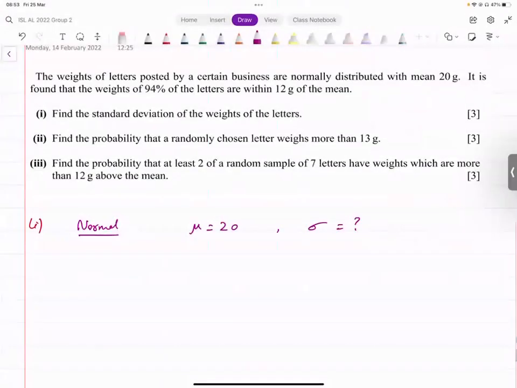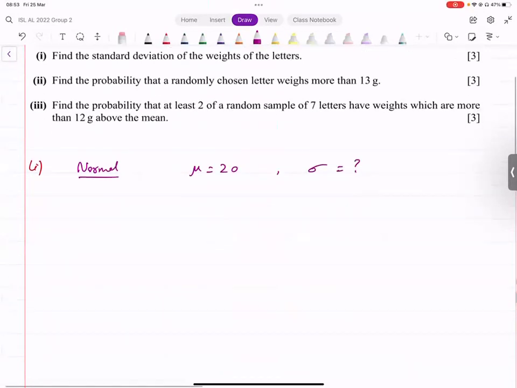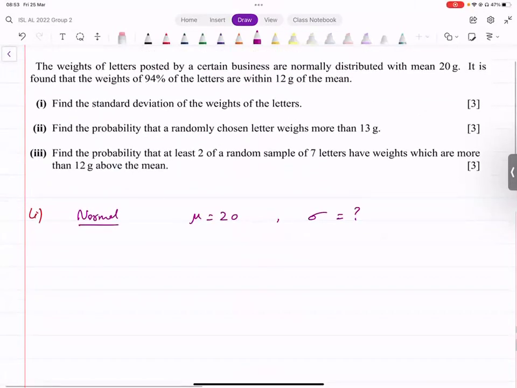How do you write this? Probability में कैसे लिखेंगे? The probability of the weights between 8 and 32 grams is 0.94. Between 8 and 32, so that's good. So within 12 grams का क्या मतलब है? 20 plus minus 12. So 20 minus 12 gives you 8. 20 plus 12 gives you 32.